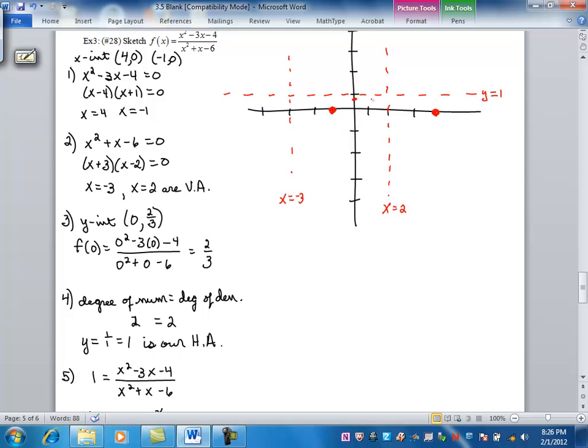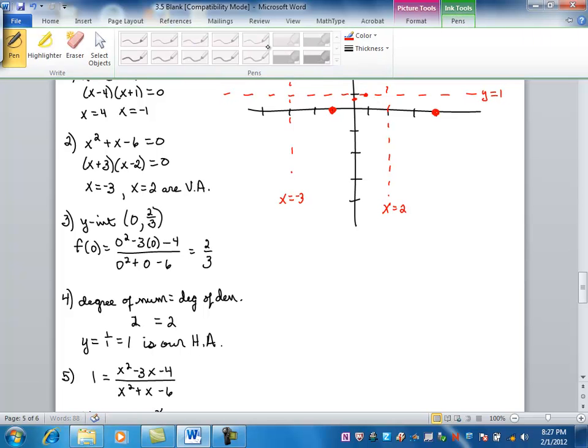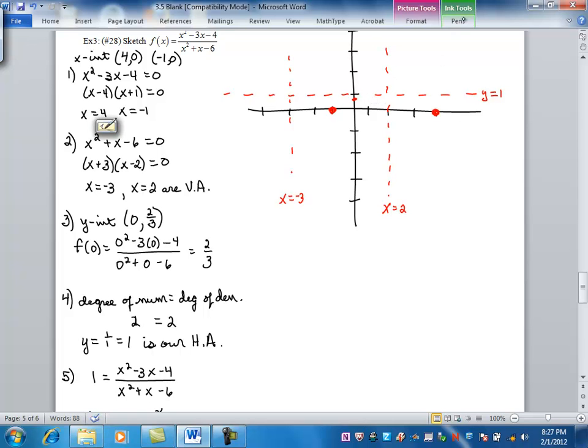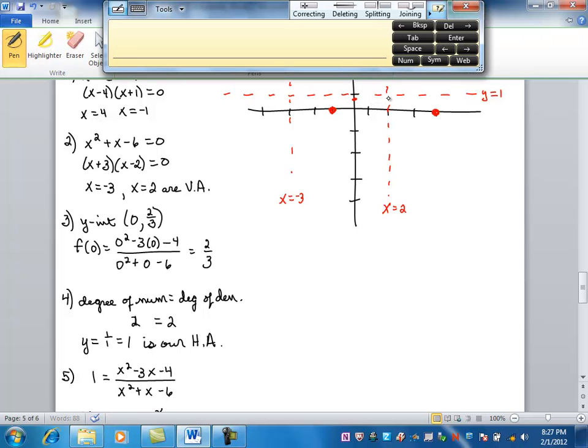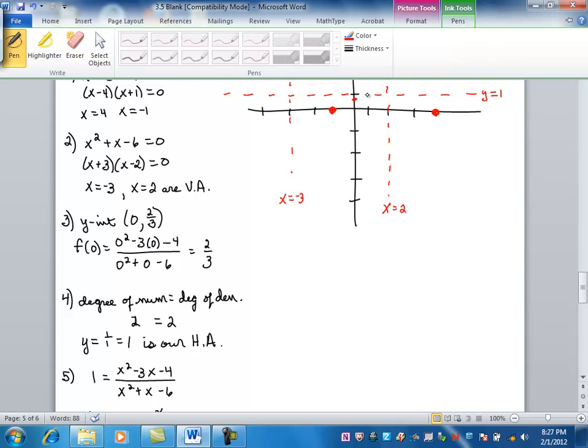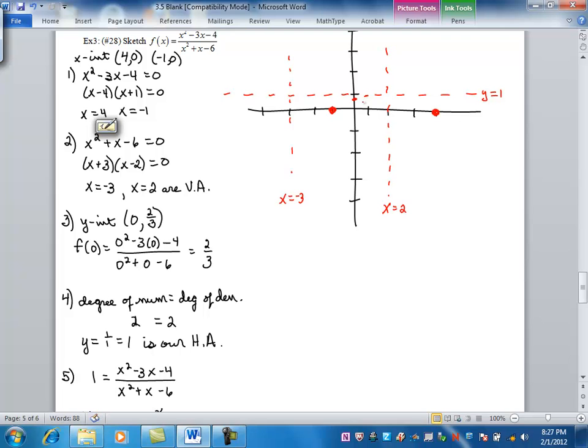So let's see where we're at here. We said (1/2, 1). So here I am at 1/2. Yeah, that's a little closer to 1 than I'd like, so let's adjust that just a bit. And we're still in red. Good deal. Alright, (1/2, 1). There we go. Alrighty, so we're crossing our horizontal asymptote there.